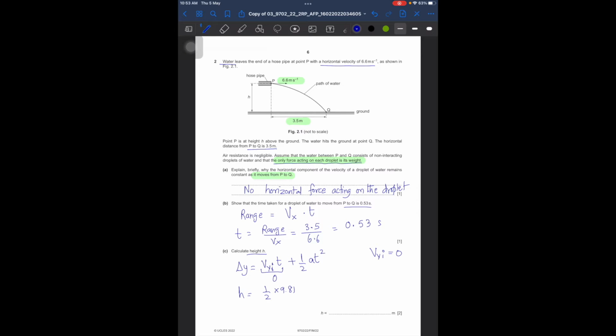See that I'm not taking negative. Even though we know that acceleration is a vector quantity and we have to take care of the direction, because we are calculating height, we don't have to write it as negative. Times t. Do we have the time? Yes, 0.53 squared, which we calculated in the previous part. If you calculate this, this comes out as 1.38. Check the significant figures. All the given values are 2 SF, so our final answer also will be 2 SF. That's 1.4. Okay, so that's this C part.